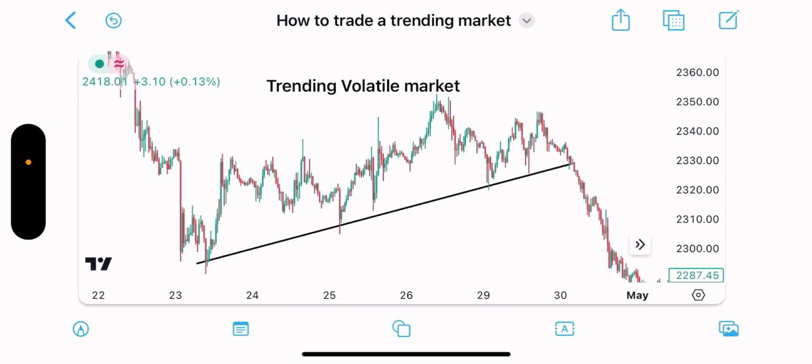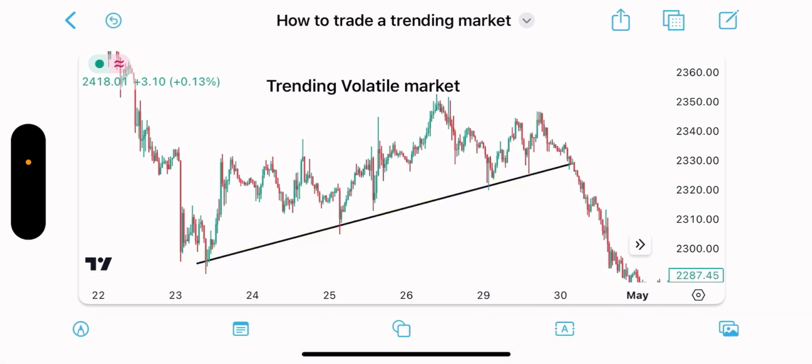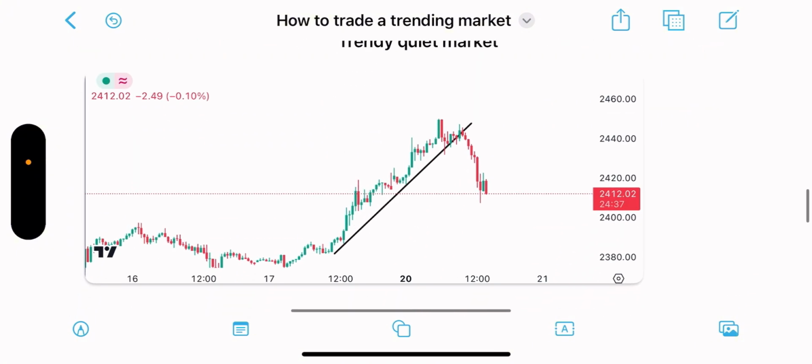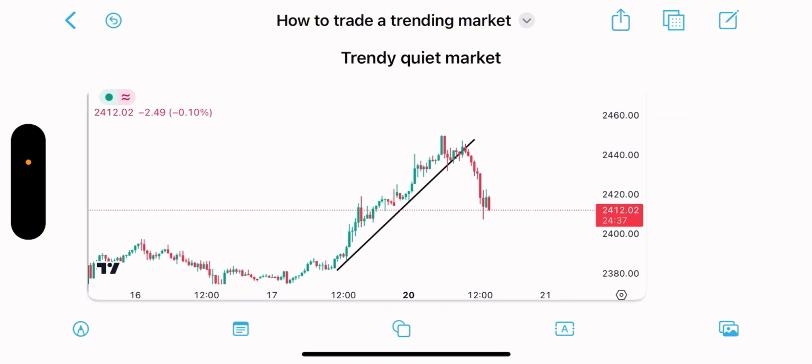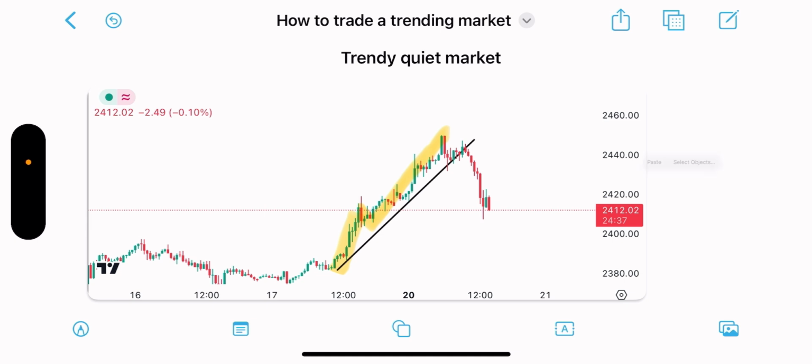For a trendy volatile market, you can see it for yourself. You can see that the market is moving upwards, right? It's moving upwards, but what is it doing? It's very volatile, moving up and down, very, very volatile, right? So that's the trendy volatile market. And also the quiet market, you can see this is also moving upwards, but what do you see? That the market is moving upwards very quietly. You can see there is almost no bend, right? It's moving very quietly. You understand? So this is how they look in the real market.